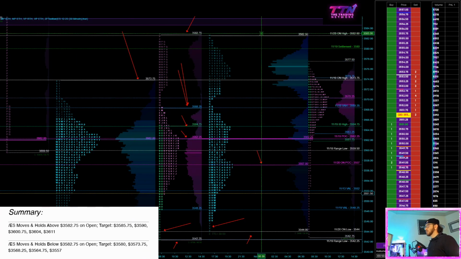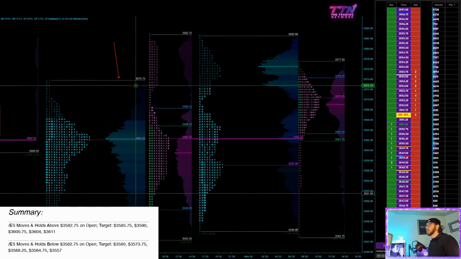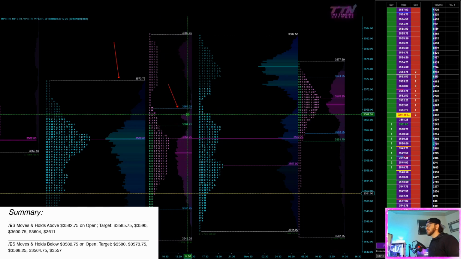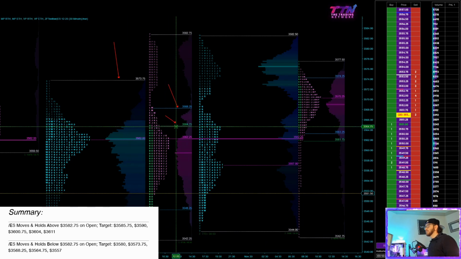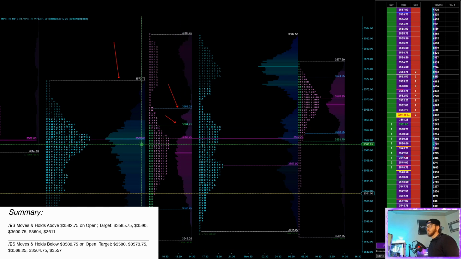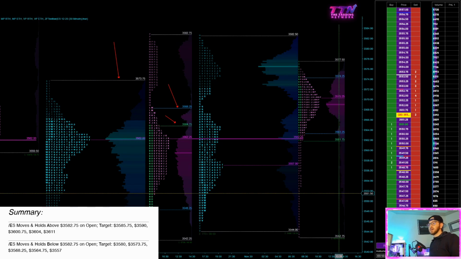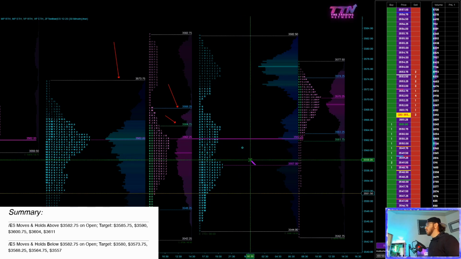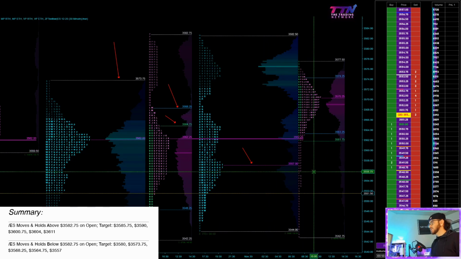The next downside target was this 73.75 level right here. Overnight high from the 18th into the 19th. The third downside target was 35.68, the value area high from November 19th, the previous regular trading session. The fourth downside target was the initial balance high from that same session, November 19th, which is, to reiterate, the high of the first hour of the session. And last but not least, that last downside target was 35.57, which was the overnight point of control from the 19th into the 20th overnight session.